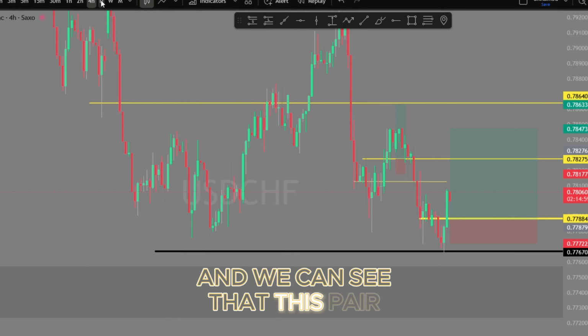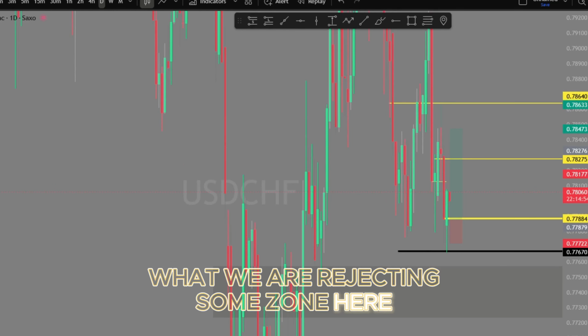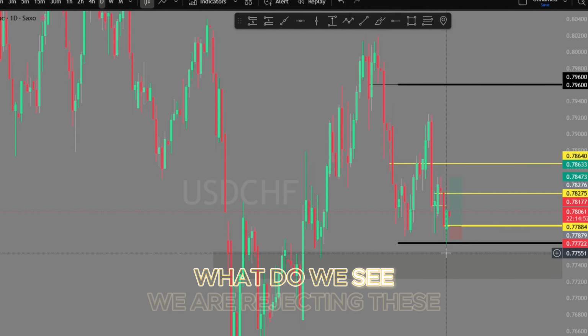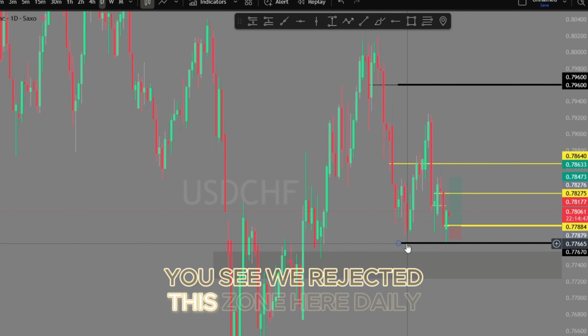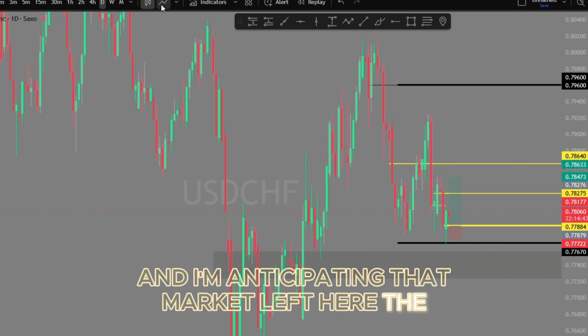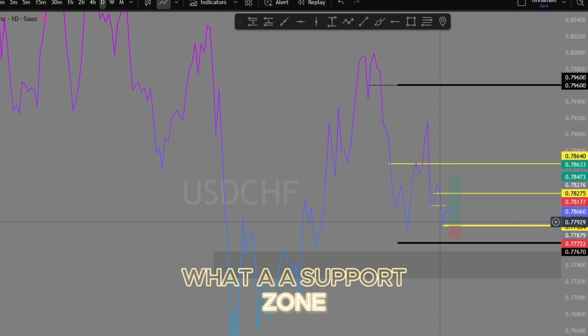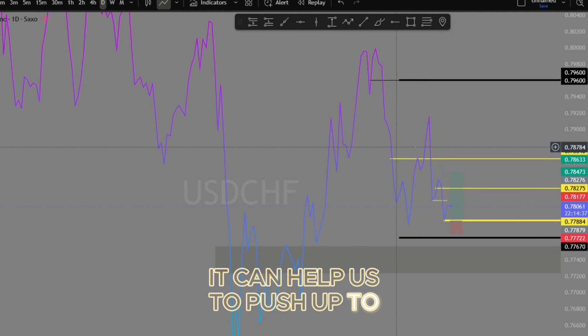And we can see that this pair, we are rejecting some zone here. What do we see? We are rejecting these zones here. We are rejecting this zone. You see, we rejected this zone here daily, and I'm anticipating that the market left a support zone here. If we clear up this support zone, it can help us to push up to this zone.